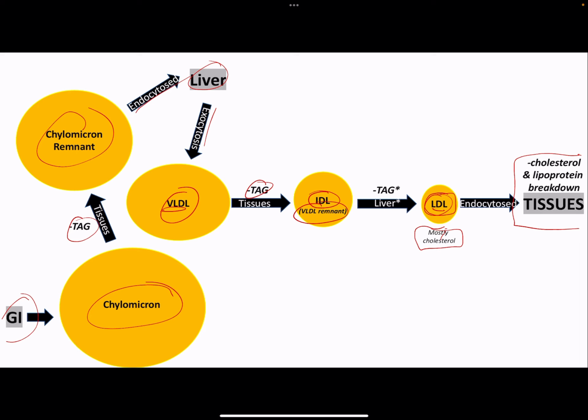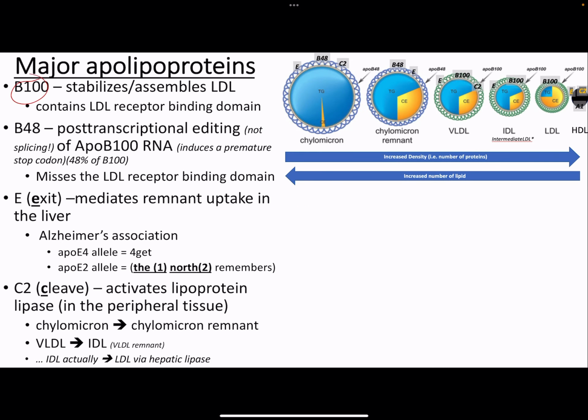We'll get into it. So B100 and B48, they play some nebulous role in stabilizing, blah, blah, blah. We don't really care about that. The main thing we want to focus on is that the 100, so it's 100 because the 48 is 48% of the amino acids of the 100. How is that possible? Was it a splicing thing? No, it's actually post-transcriptional editing. We make a premature stop codon. So we get 48% of the whole thing. Okay, well, we're losing that other 52%.